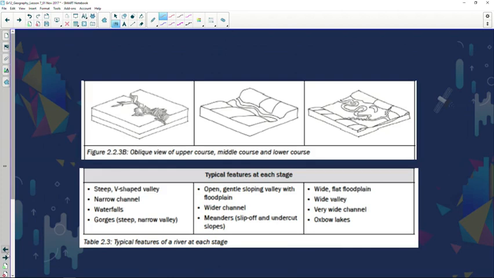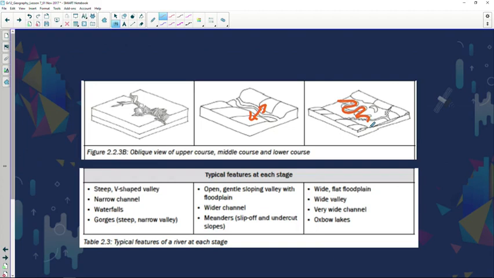Now, once again, oblique view of the upper course. As you can see, extremely steep. You can see downwards erosion as the river cuts into the land over there. In the middle course, you can see the river starts to meander and the river widens up because of the volume of water. And as you can see in the lower course, only deposition taking place over there, which the river starts to meander because of the very flat gradient.